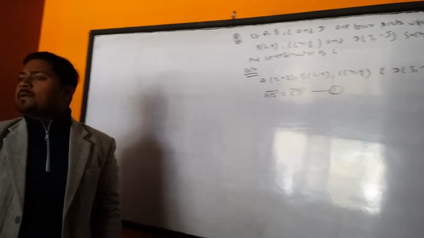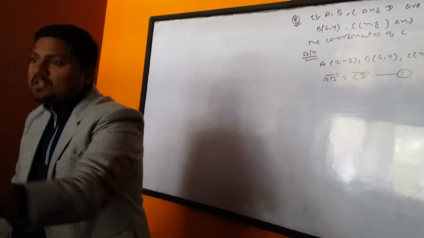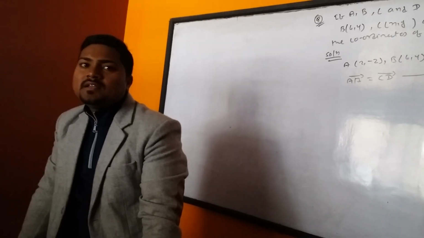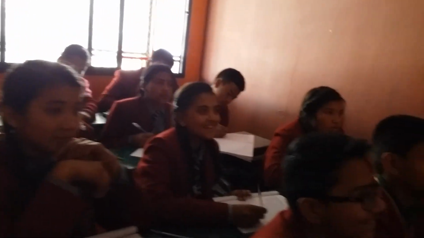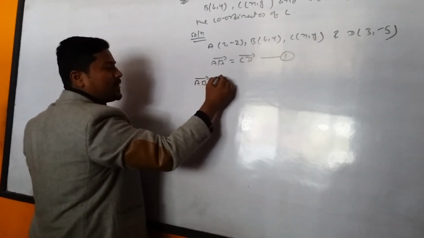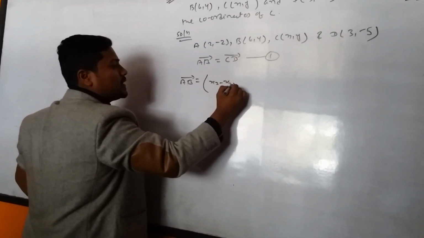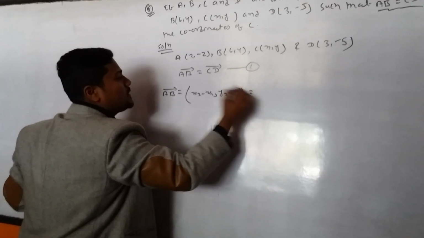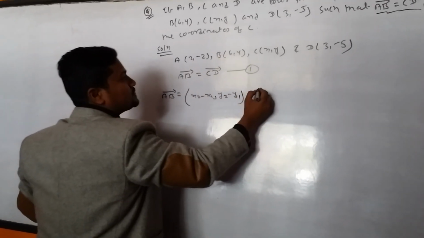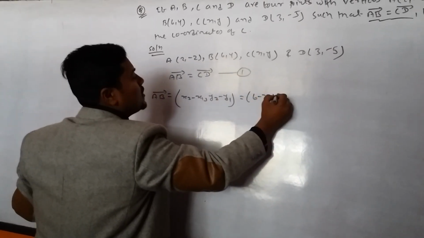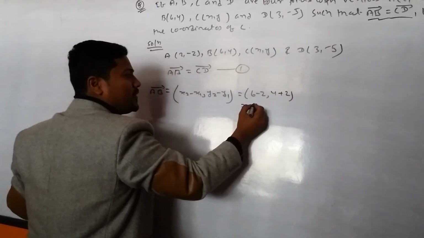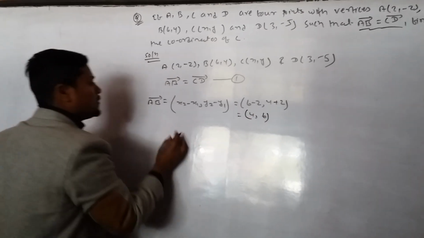So now first of all, what to find? We find AB vector, then after that we have to find CD vector, and then we'll equate AB vector and CD vector. Let's first find AB vector. What is the formula? x2 minus x1 comma y2 minus y1. So what is AB vector? 6 minus 2, 4 minus (-2), what will come here? 4 comma 6 will come. Okay, AB vector like this.